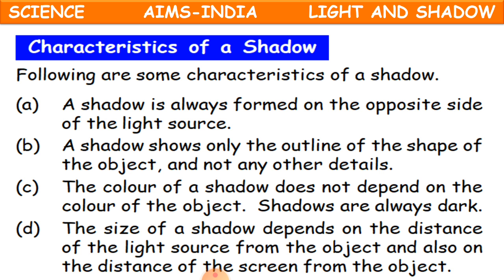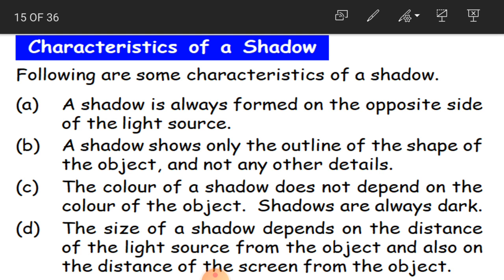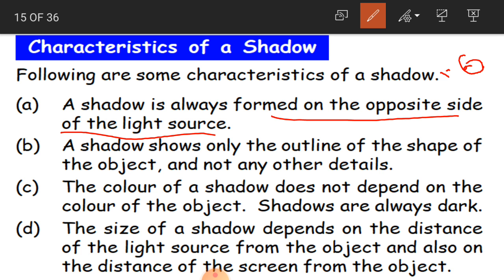Let us learn that a shadow is always formed on the opposite side of the light source. So where does the shadow form? It always forms on the opposite side of the light source. Okay, so opposite sides. Suppose this is the object. What is the opposite side to this object? Either this side or that side? No, this is the opposite side. So it is formed on the opposite side. Normally when we are walking, we have the shadow on the opposite side of our body.